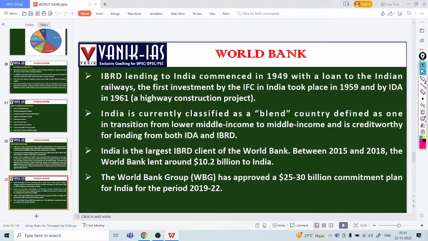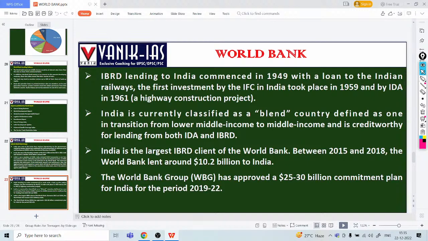IBRD lending to India commenced in 1949 with a loan to the Indian Railways. The first investment by IFC in India took place in 1959 and by IDA in 1961 in a highway construction project. India is currently classified as a blend country, defined as one in transition from lower middle income to middle income, and is credited as eligible for lending from both IDA and IBRD. India is credited this way because India has never been a defaulter.